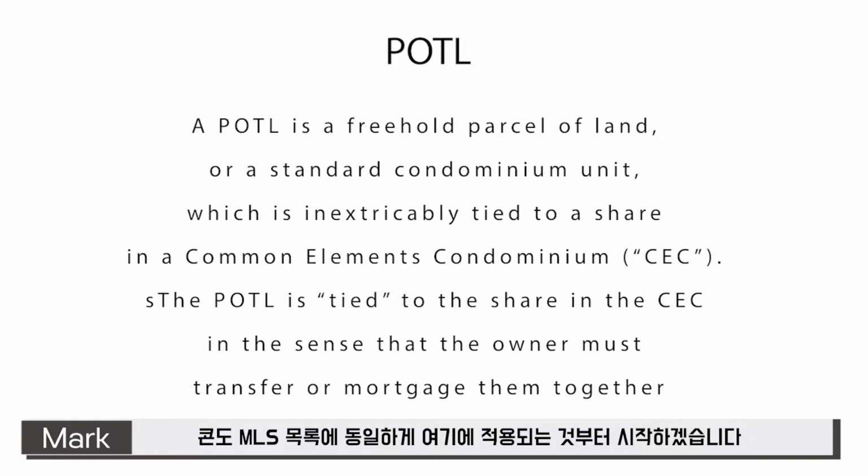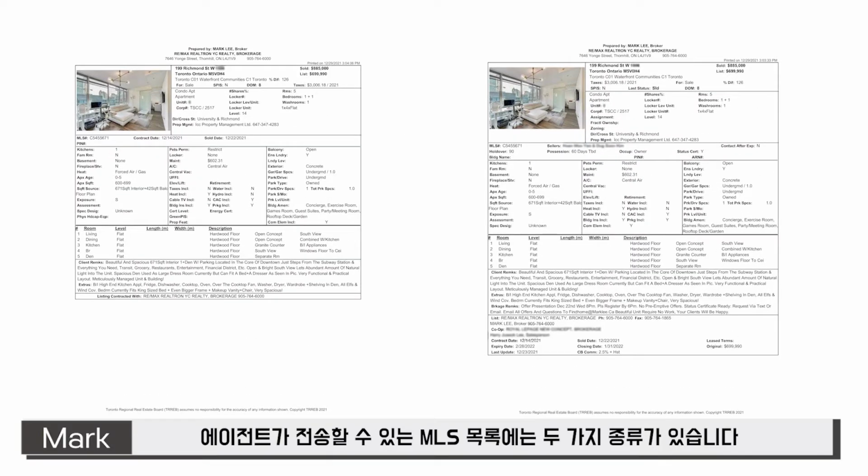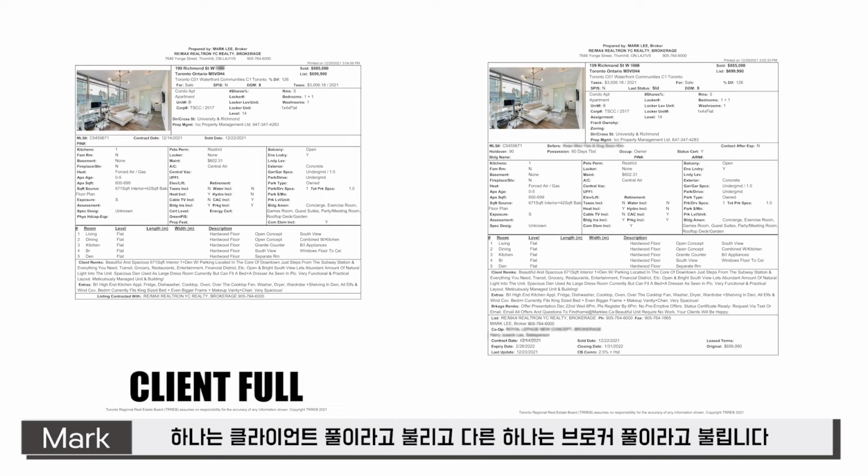I'll start with the things that apply here, the same as the condo MLS listings. There are 2 different types of MLS listings that your agent can send to you. One is called the client full, and the other one is called the broker full.